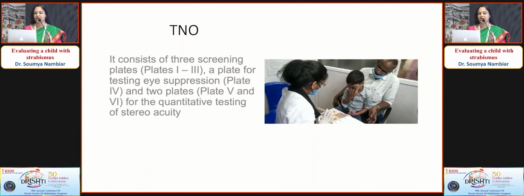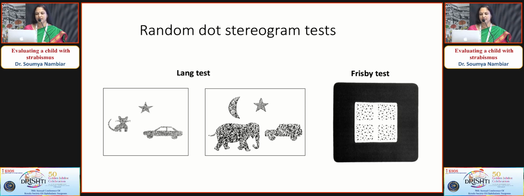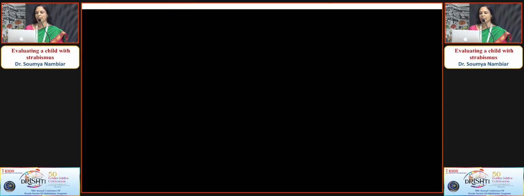TNO is another test wherein you ask the child to wear the red-green glasses and check for the stereopsis. If the child refuses to wear glasses, you have a test called the Lang test, which doesn't require any glasses, and the children are very cooperative to do this.